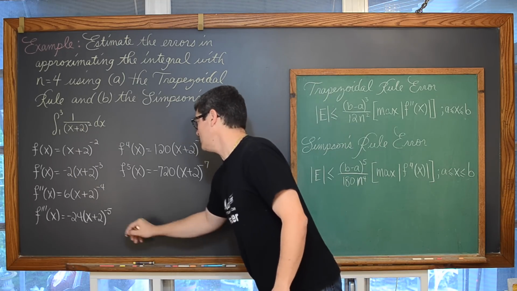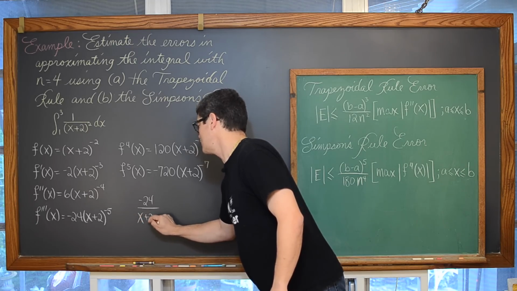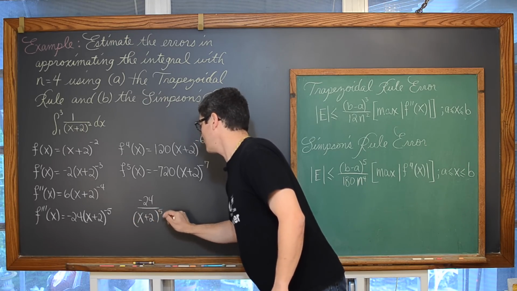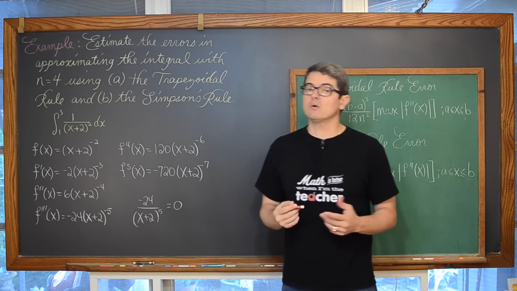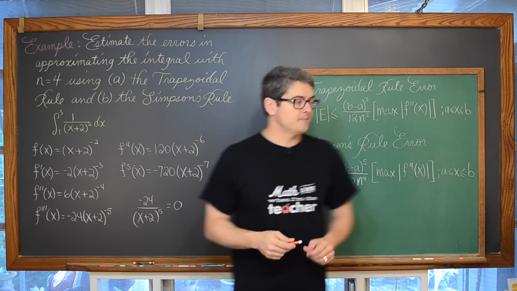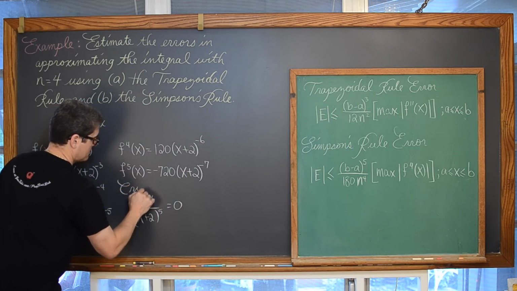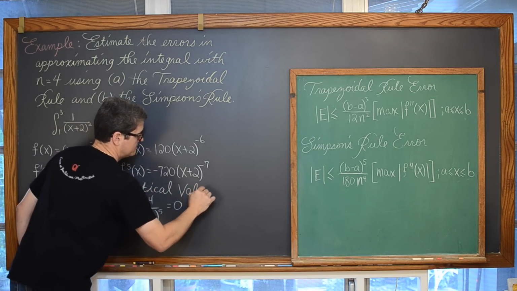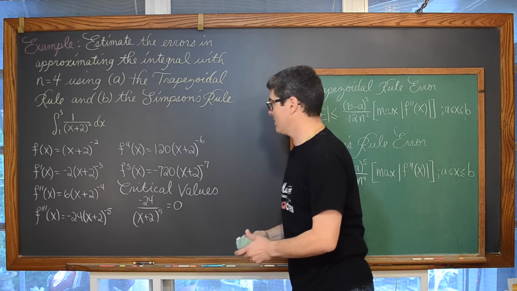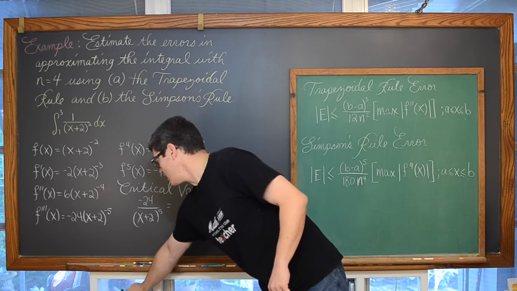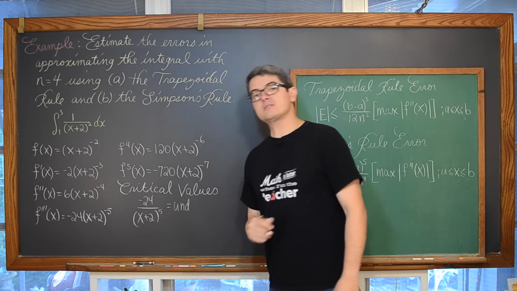So our third derivative is negative 24 over x plus 2 raised to the fifth power. And where is that going to be equal to 0? Well, the only way a rational function is equal to 0 is if the numerator is 0. So this has no solution. And again, we're looking for critical values here. So while that has no solution, we can look for where the third derivative is undefined. And that is going to be at x equals negative 2.